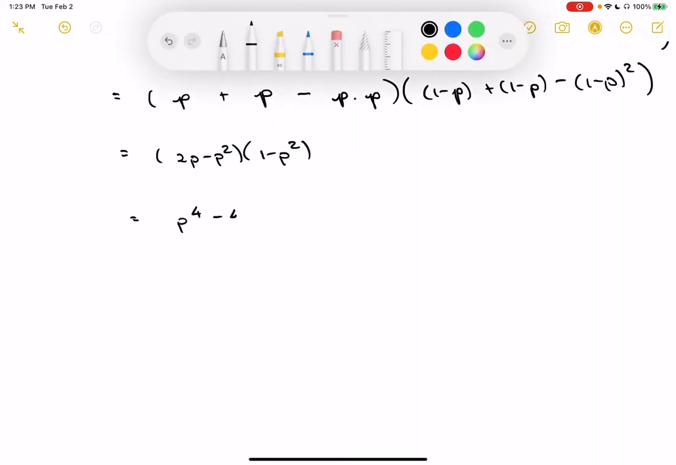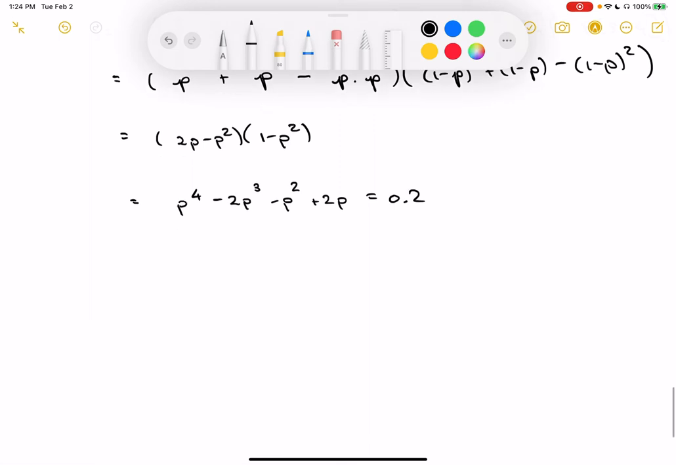Let me bring my tools back up and erase a little here. So I'm going to have p to the fourth, minus 2p cubed, minus p squared, plus 2p, and that has to be equal to 0.2. So I've got one equation, one unknown. I should be able to solve it.